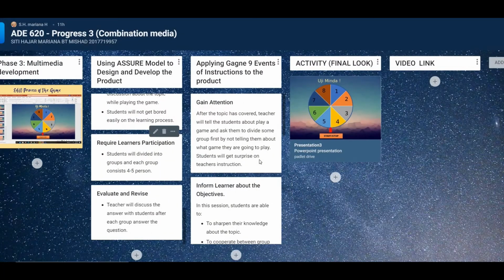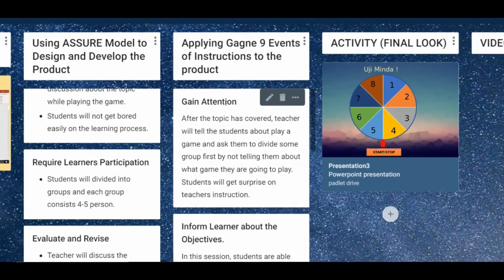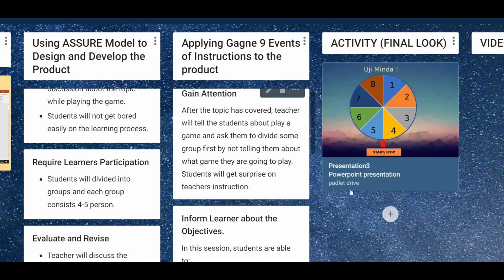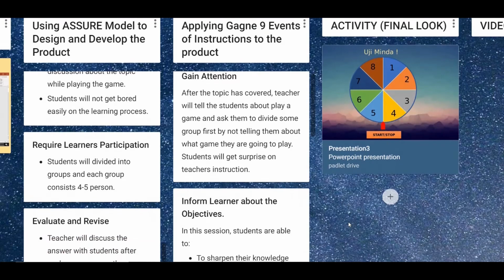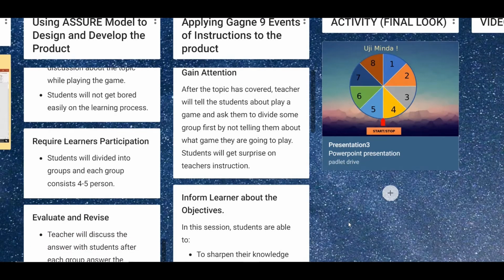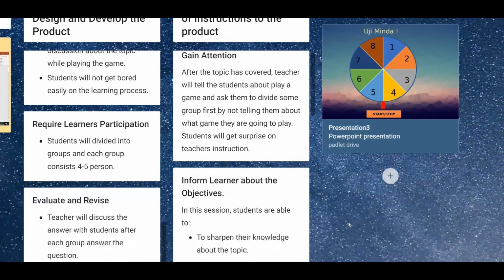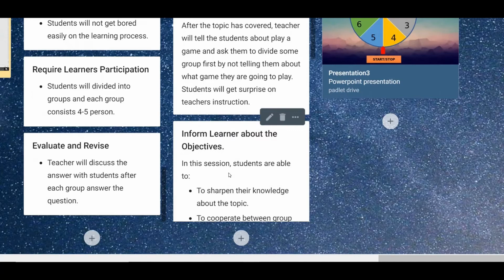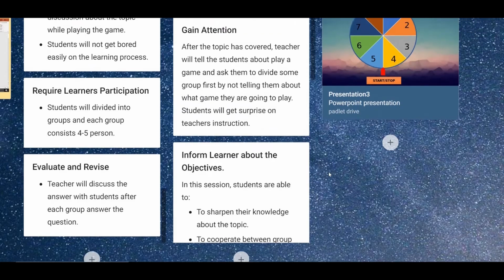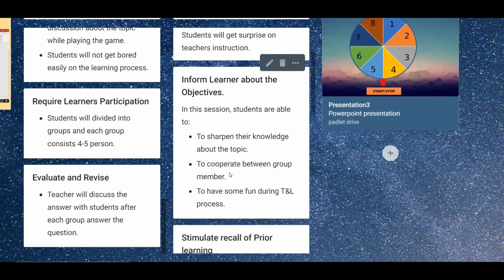So next is applying Gagne's 9 events of instruction to the product. So here is gain attention. After the topic has been covered, the teacher will tell the students about playing a game and ask them to divide into groups first, without telling them what game they are going to play. Students will get surprised by the teacher's instruction. I decided not to tell the students about the game first, so they have to divide into groups first.